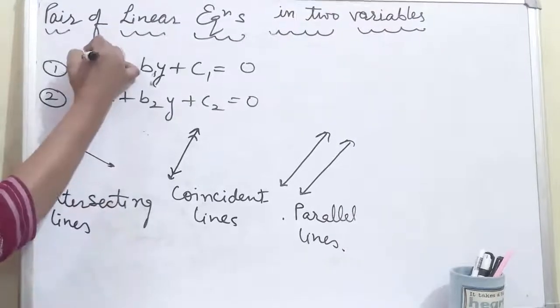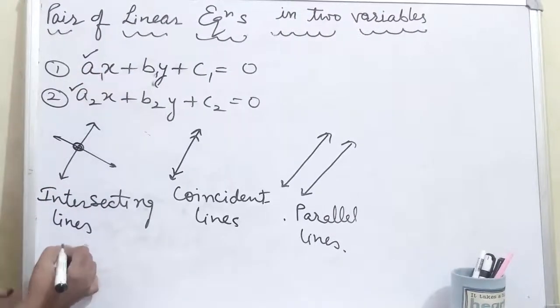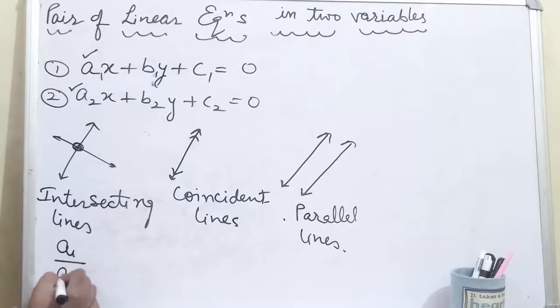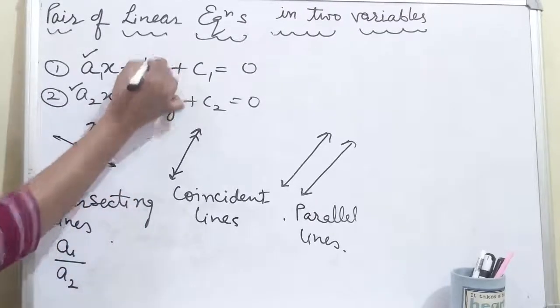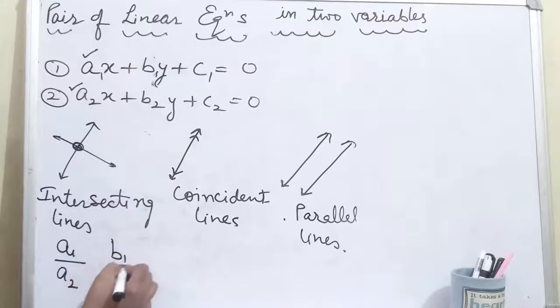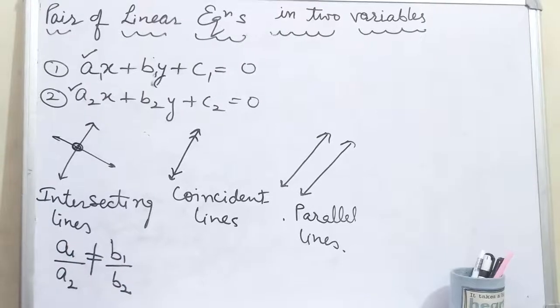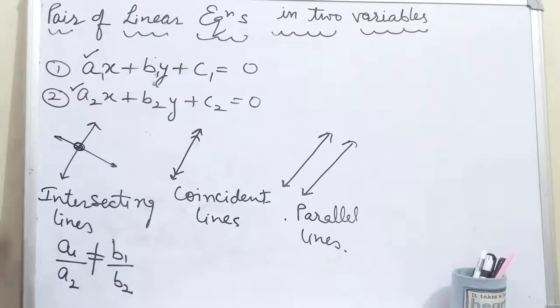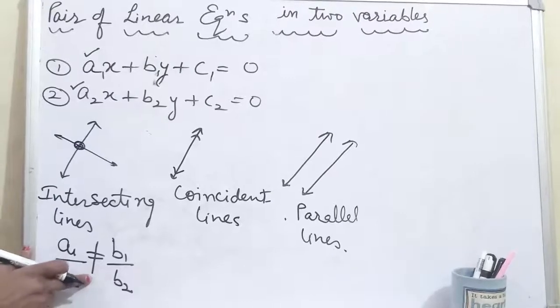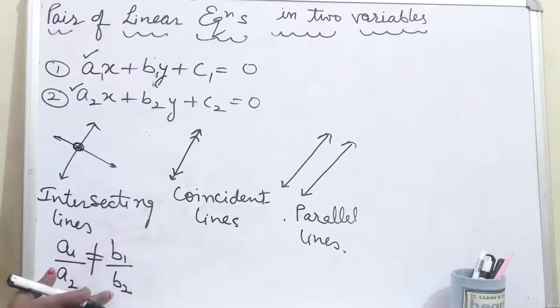If you take the ratio of the coefficients of x, that is a1 by a2, and of the coefficients of y, b1 by b2, and they are not equal to each other, at that time the lines are always intersecting lines. So the first condition is intersecting lines, where the condition is a1/a2 is not equal to b1/b2.